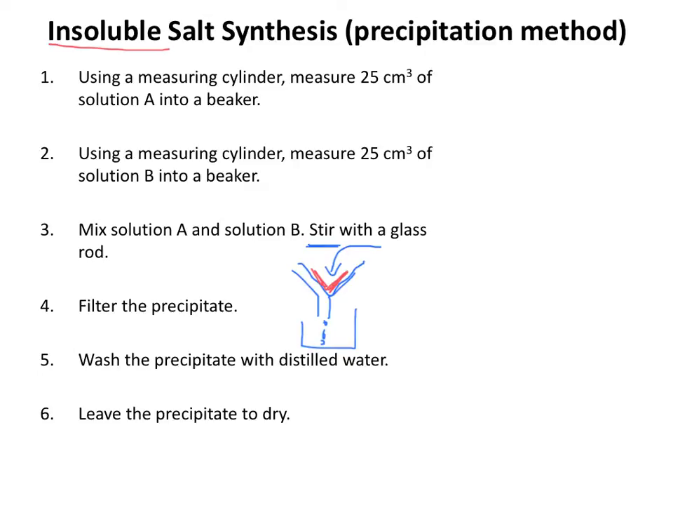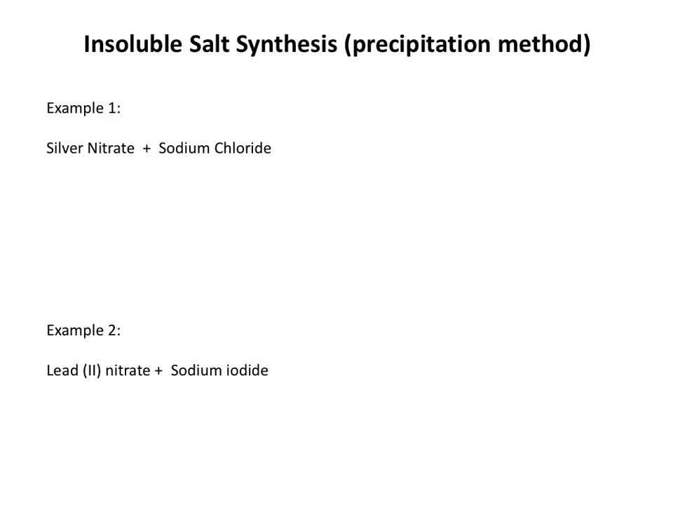So, let's have a look at a couple of reactions. Right, so here we've got the reaction of silver nitrate and sodium chloride. Now both silver nitrate and sodium chloride are soluble in water, which means they are suitable for use in this synthesis. And when they react together, they produce silver chloride and sodium nitrate. I apologise for my handwriting, a bit out of practice.